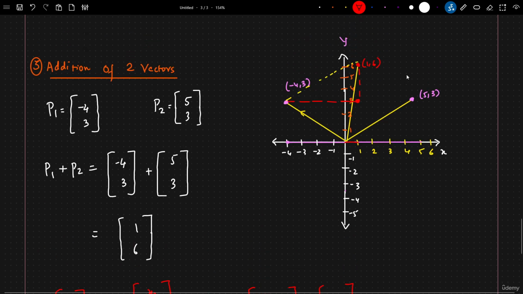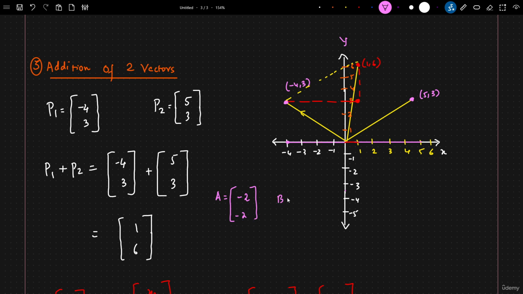I hope you have understood this with a simple example. Let's take one more example, just to show you. Let's say one of my vectors, A, is given by minus 2 and minus 2. And B is nothing but, let's take it as minus 1 and minus 1.